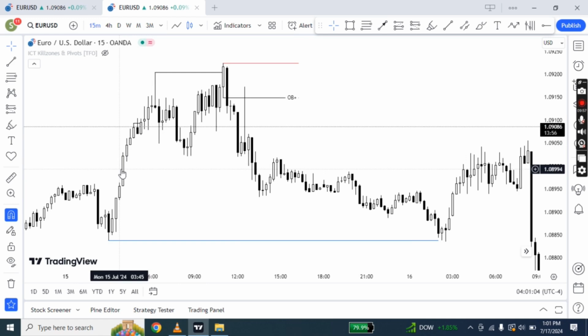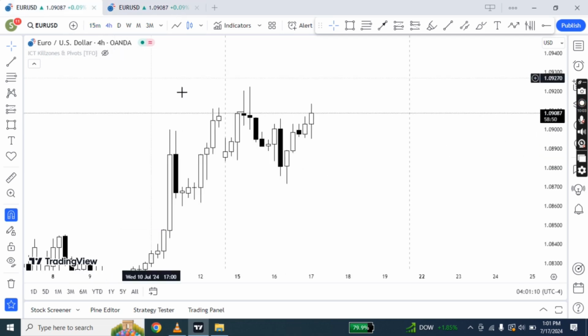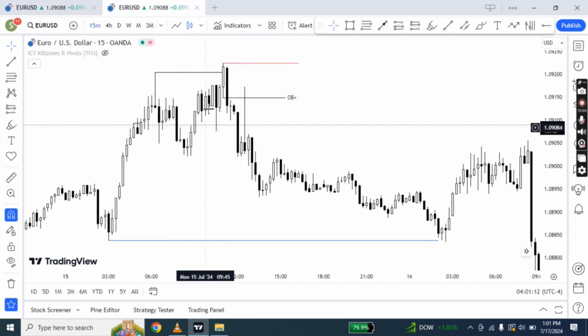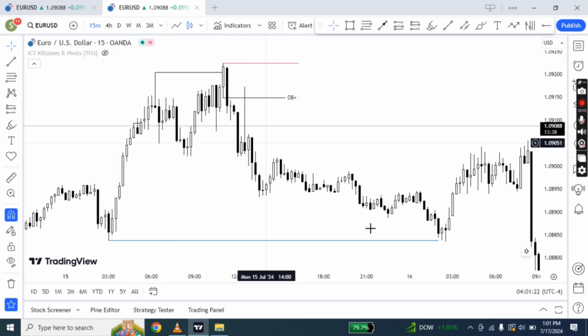Okay, that was enough with the psychology stuff. Let's get the breakdown again. Okay, so we can see that the first trade was a loss, right? But as I said before, the narrative in the trade framework is still in place, and we can start looking for another trade, right? You can start looking for another trade towards that draw on liquidity.